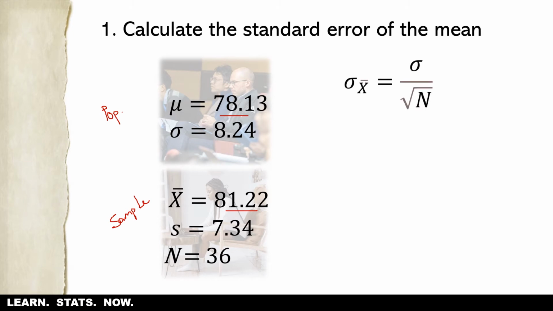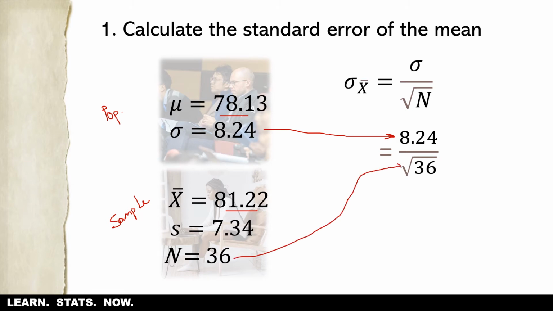So there's our formula, and we're just going to plug in the numbers. We have sigma, so we're going to put sigma in there. We also have n, so we're going to put the n right in there and take the square root of it. So that's 8.24 divided by the square root of 6, which is 1.37.